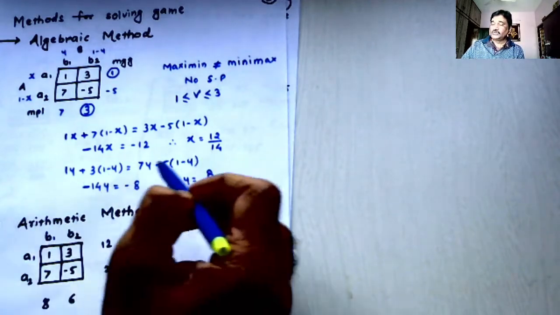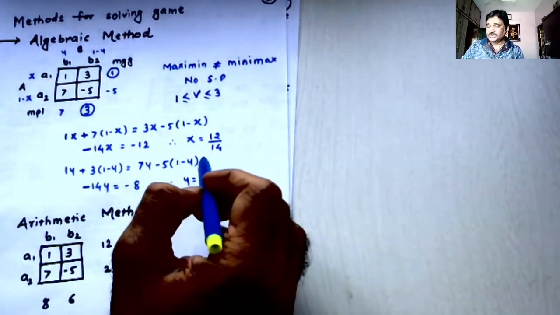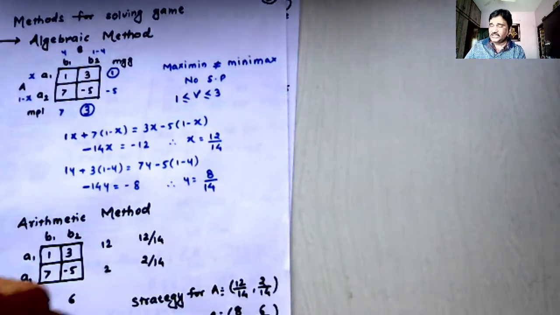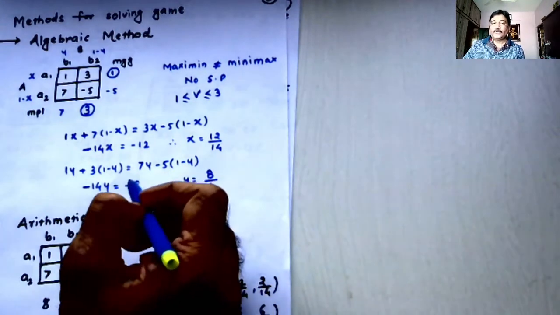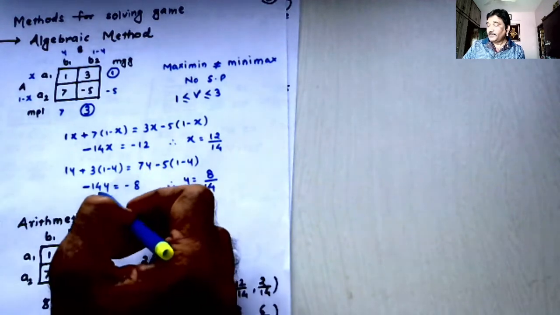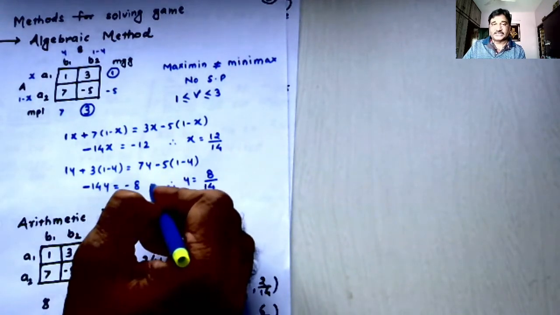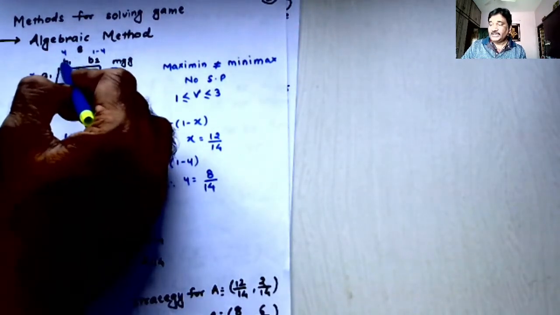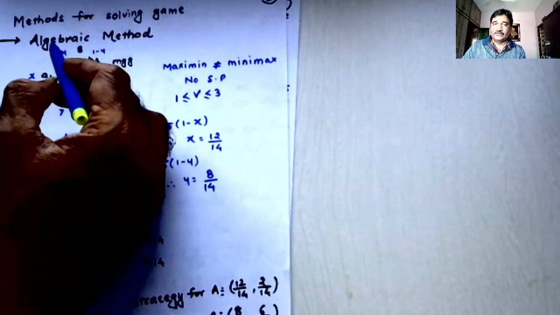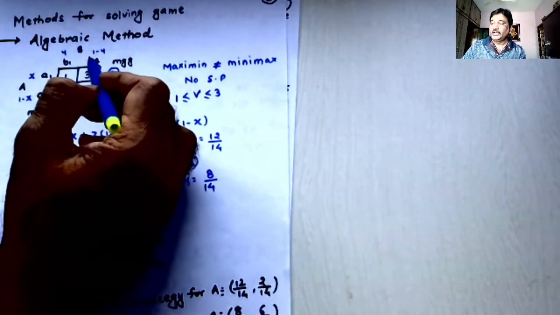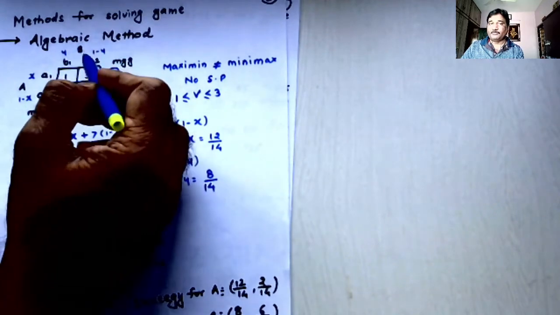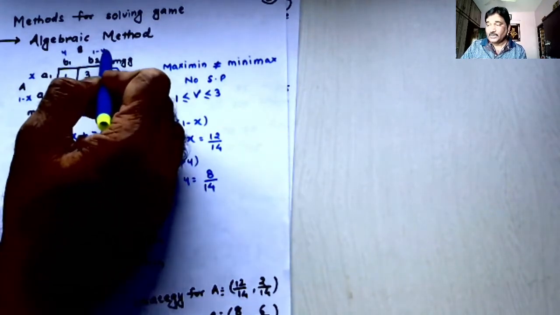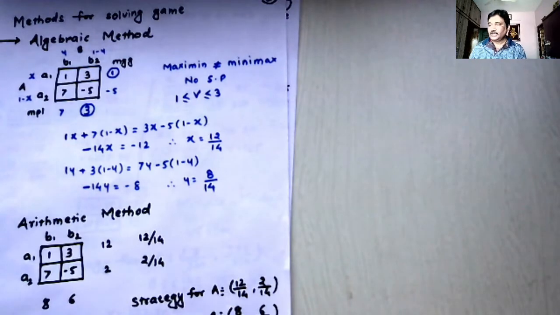And now once you have that equation, only one variable is there, and that can be easily solved to get the value of y. So this equation simplifies to minus 14y is equal to minus 8, and therefore y is equal to 8 by 14. So that gives you the proportion. Y means the proportion in which B1 is played, that is 8 by 14. Obviously B2 will be played in proportion 6 by 14, since 1 minus 8 by 14 is 6 by 14. So that is how the game is solved by the algebraic method.